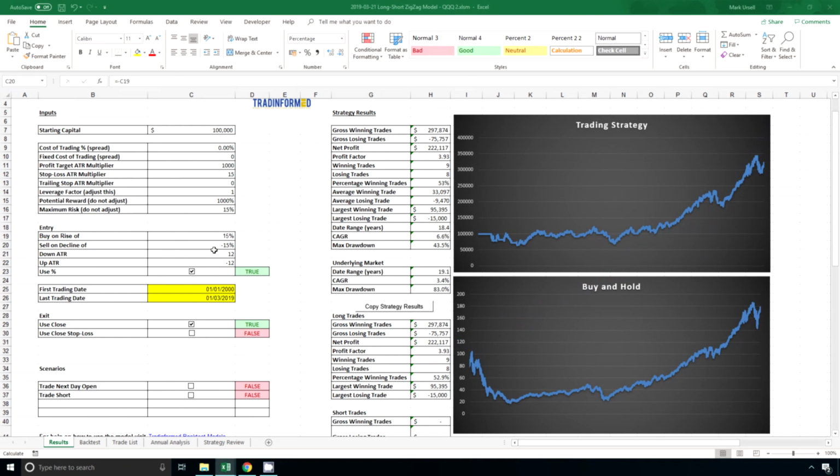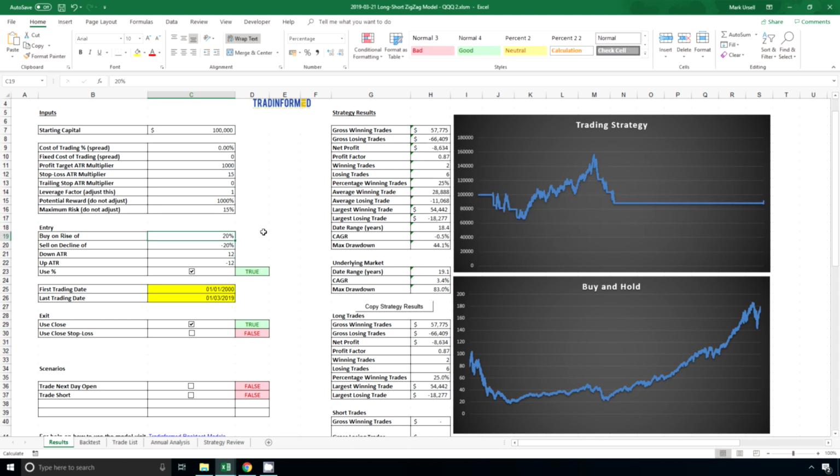Now I've got the same settings here, buy on a rise of 15%, so I could change this to 20% or 25%.